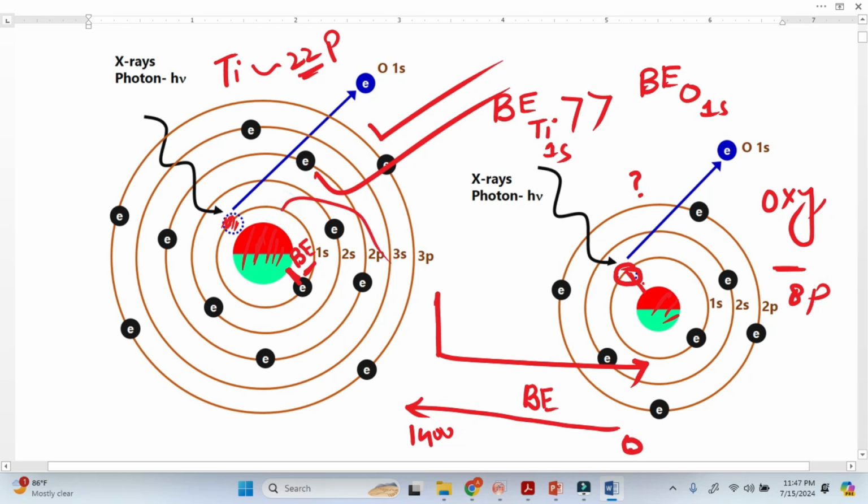So the titanium peaks will appear here. This is the titanium peak here, and it is from 1s, let's suppose, and the oxygen peaks will appear here. Because I know the binding energy is less here, it will appear at lower binding energy. So this peak will be from oxygen 1s here.